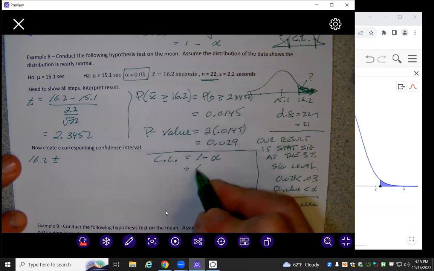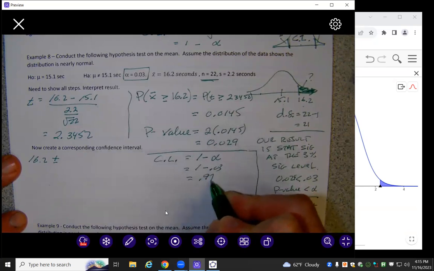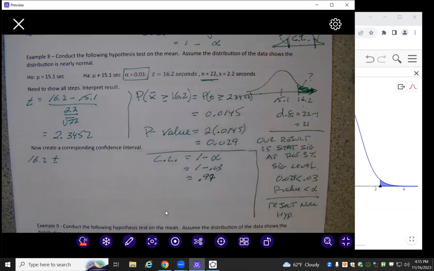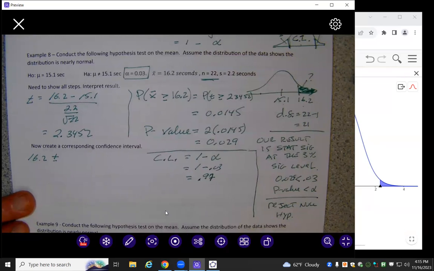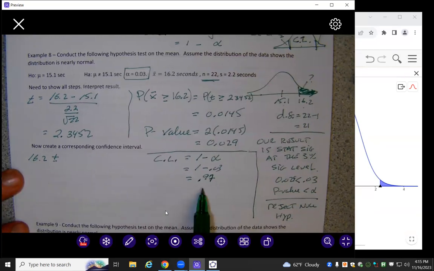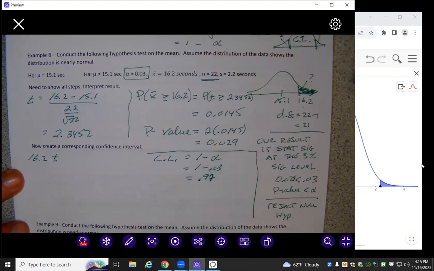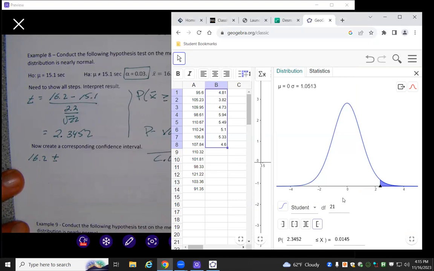So 1 minus 0.03 is 0.97. Again, this is an awkward confidence level, not one that we would choose, but I want to make a connection between the two. Really, nobody does a 97% confidence interval. That's why I think a lot of people just do 95%. First of all, it's pretty much what everybody uses, but then the alpha levels, that's why a lot of people use 0.05, because the two are never connected if it's a two-sided test.